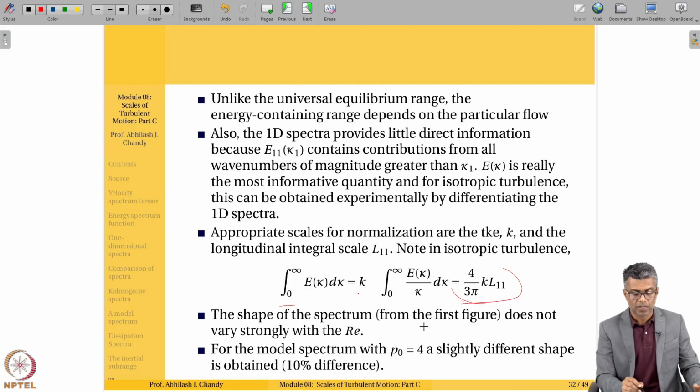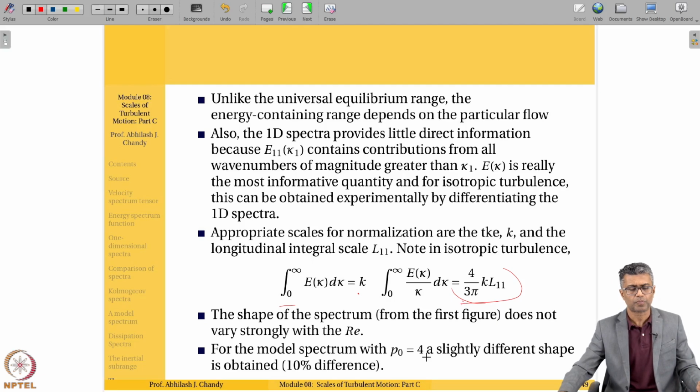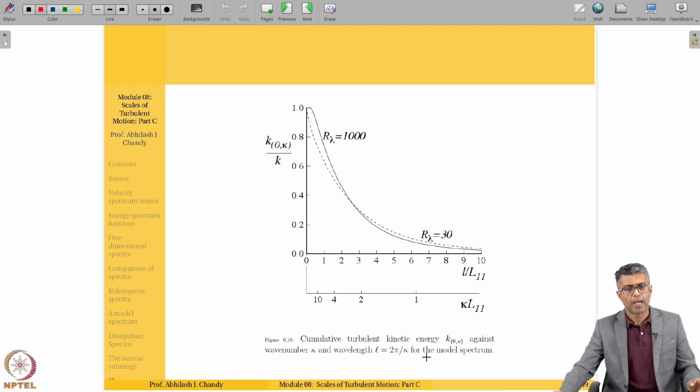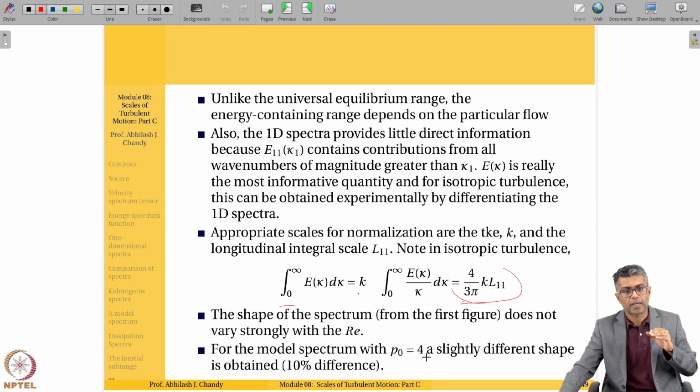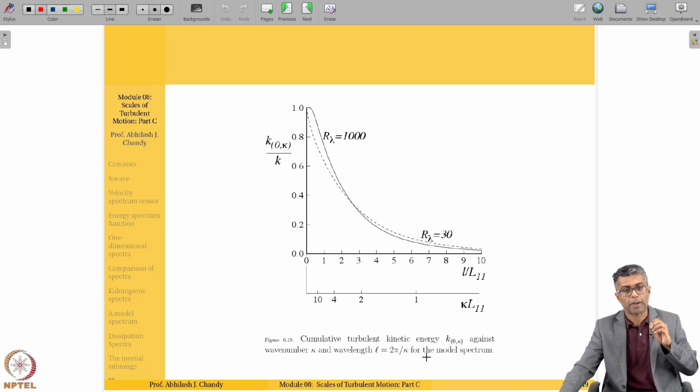Now, as you can see, the shape of the spectrum does not vary strongly with Reynolds number. We know that. For the model spectrum, p0 equal to 4 has a slightly different shape than p0 equal to 2. That is also expected. There's a 10% difference. Now, I showed the energy spectra, which was scaled. We noticed that it does not vary too much with Reynolds number. But let's see now by plotting the cumulative turbulent kinetic energy.